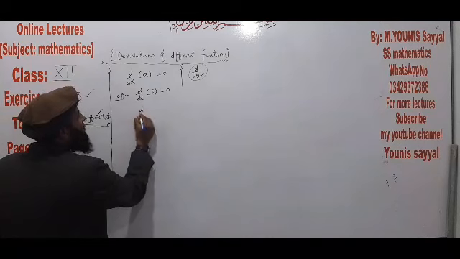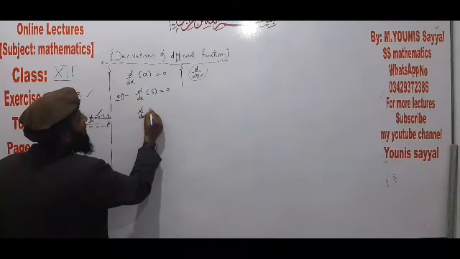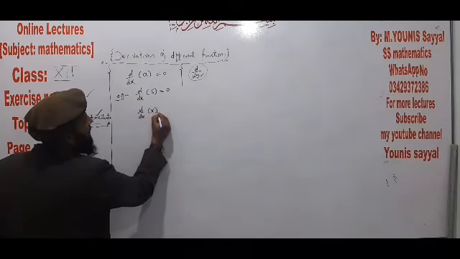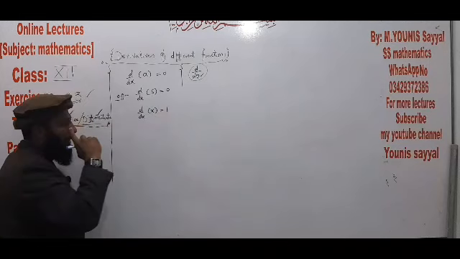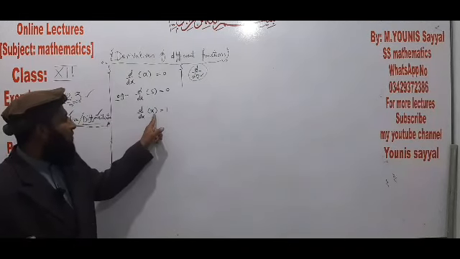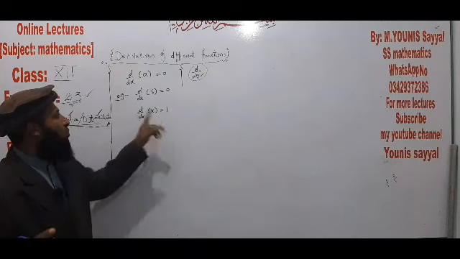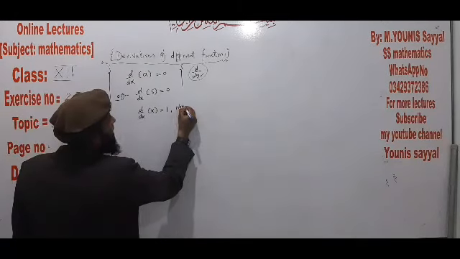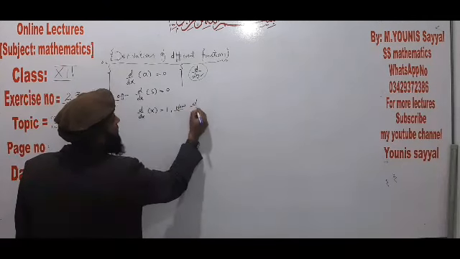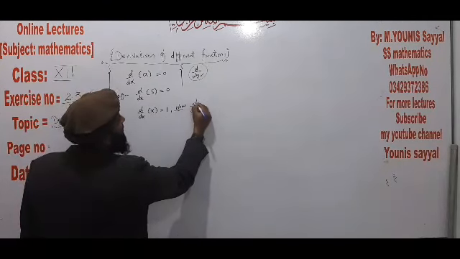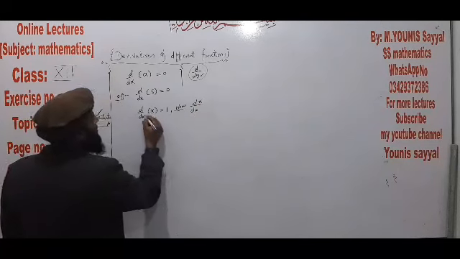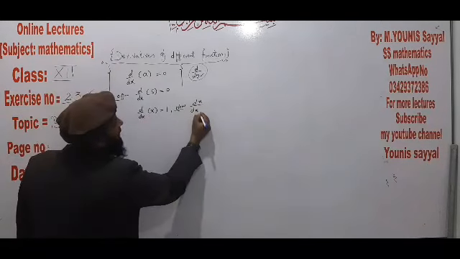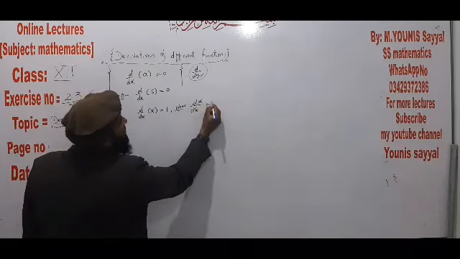Some more formulas. d over dx of x is equal to 1, meaning the derivative of the variable x with respect to x is equal to 1. How? Its proof is: d over dx means dx over dx, and after cancellation it comes 1.